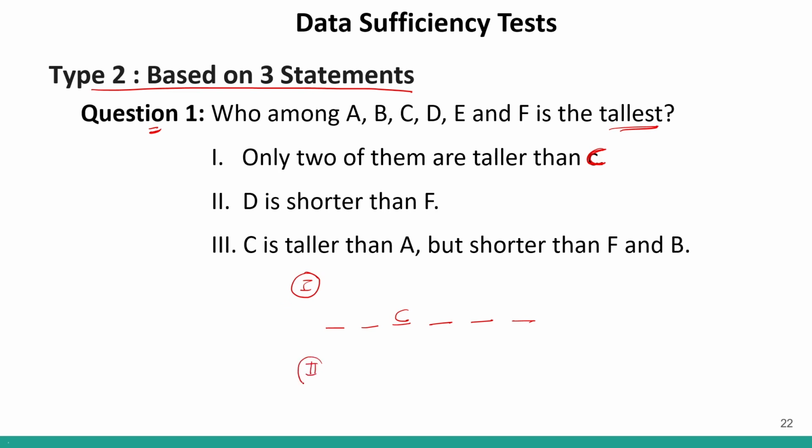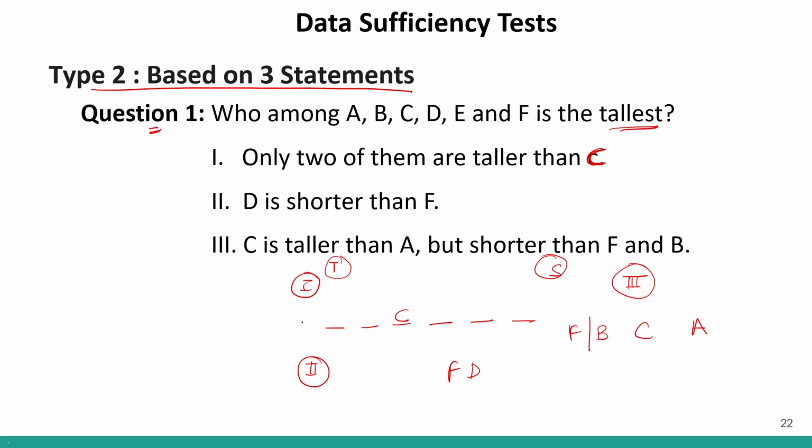Using data in the second statement, D is shorter than F. So only this much is given to us. This is the taller side and this is the shorter side. Okay? Only this much data is given to us in statement 2. Now the third statement says that C is taller than A but is shorter than F and B. So this much information is given in statement number 3.